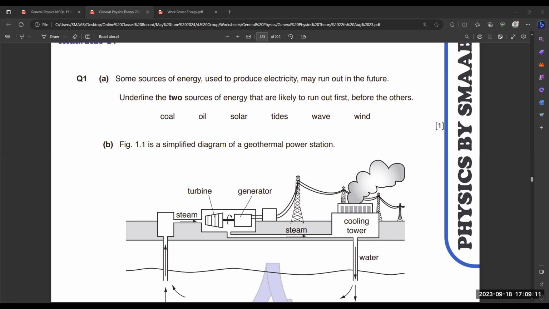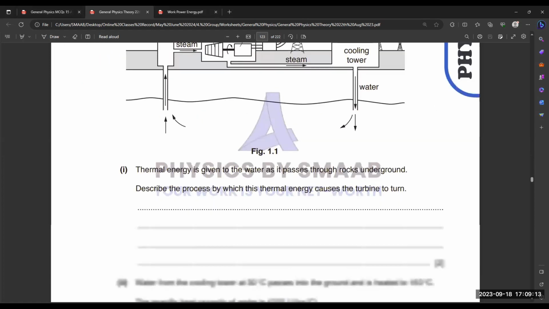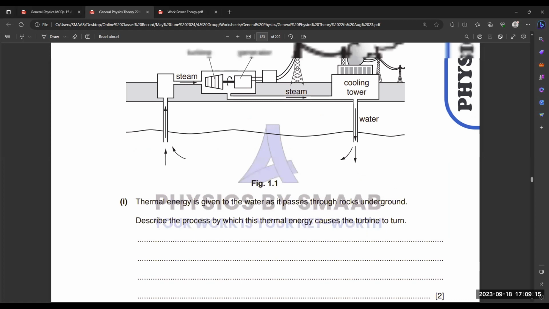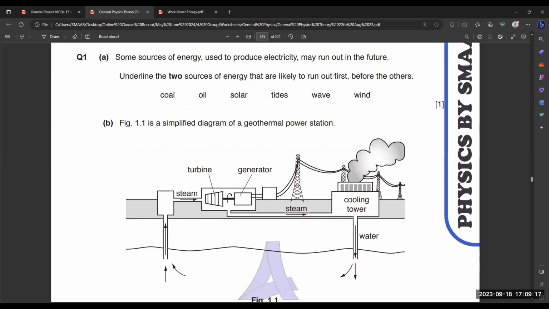Okay, we start with the first question. In the first question, they are asking about sources of energy used to produce electricity that may run out in the future. So some sources will run out in the future. It means that they are non-renewable, right?